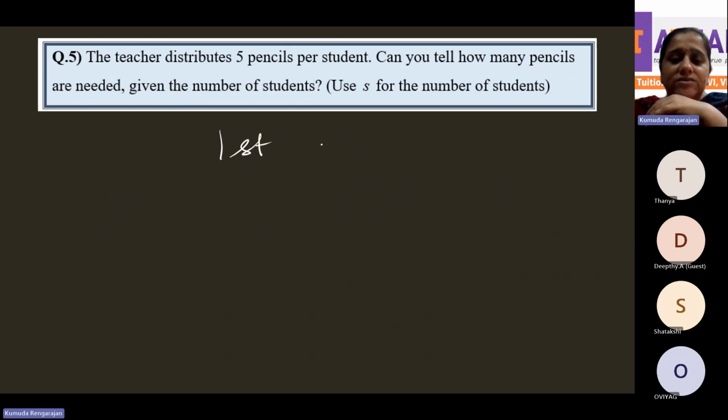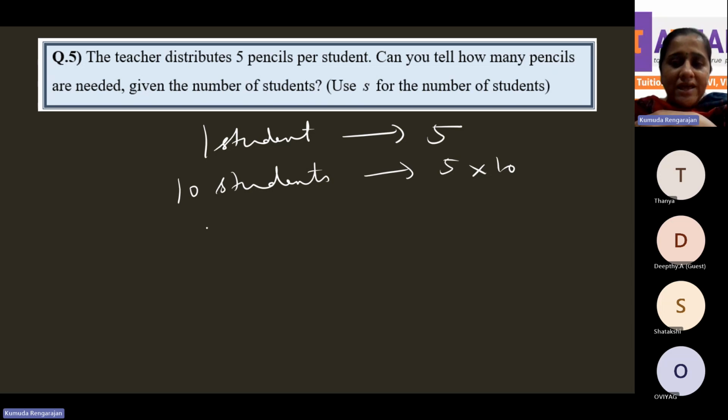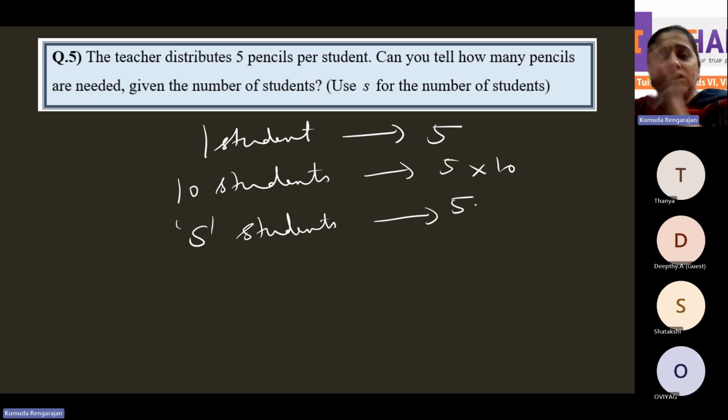The teacher gives 5 pencils for one student. One student, she gives 5 pencils. If there are 10 students, then she'll give 5 into 10 pencils. If there are S students, then in all she'll distribute 5 into S pencils.